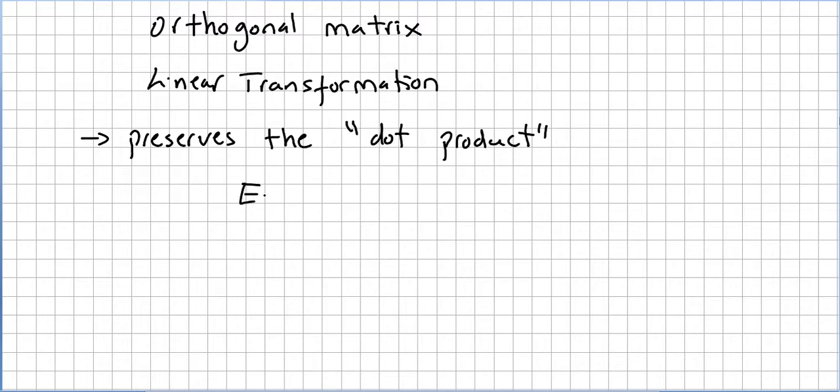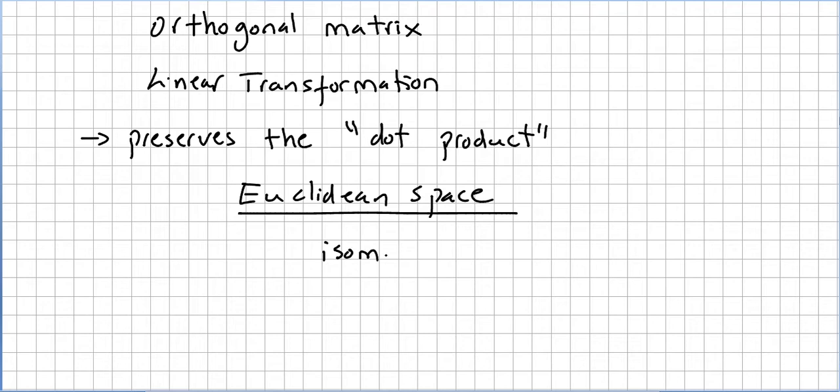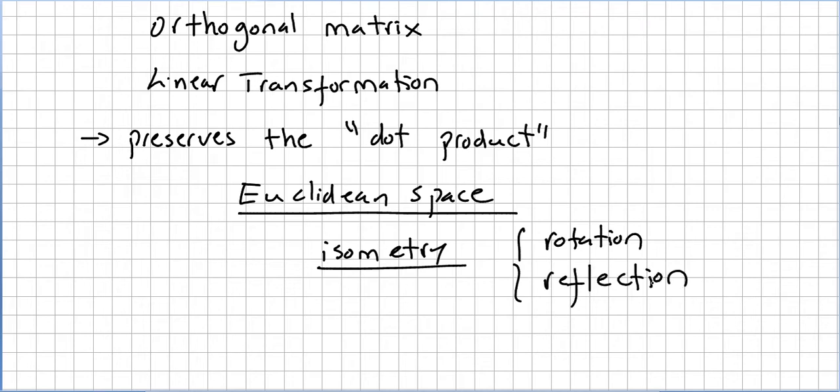So if you are in a Euclidean space, this orthogonal matrix will act as an isometry. Okay, so it acts as an isometry on a Euclidean space. Examples of isometries: a rotation, or a reflection. Okay, these are isometries. So in other words, this orthogonal matrix is a unitary transformation, if you prefer.